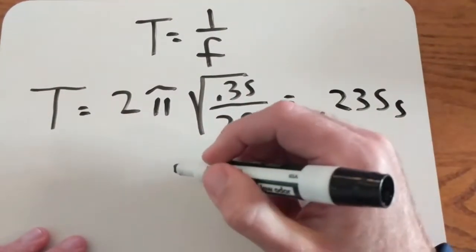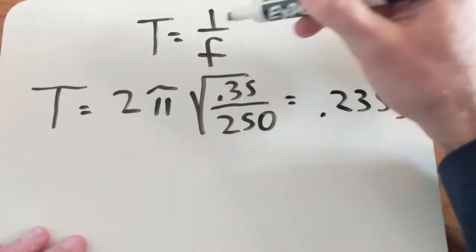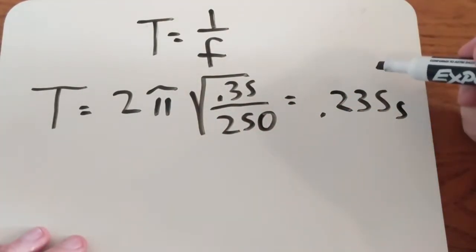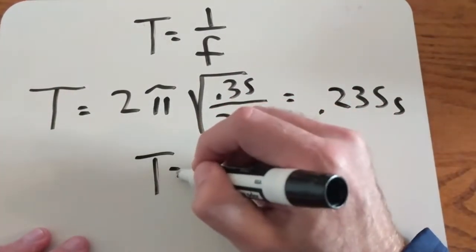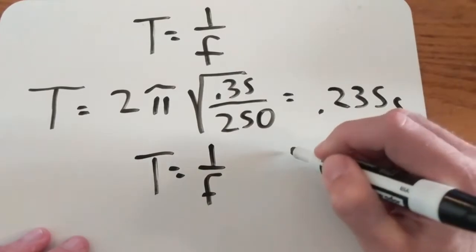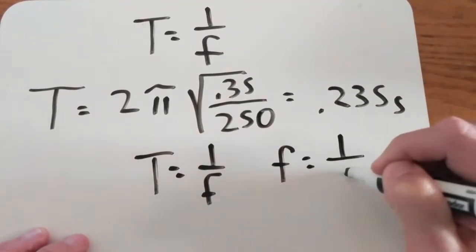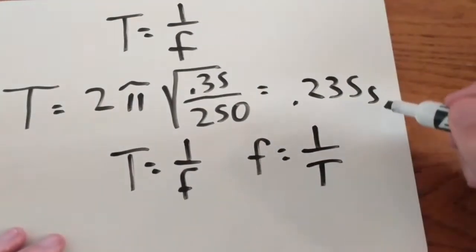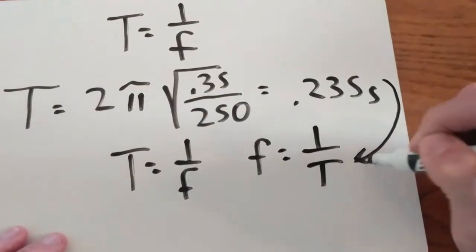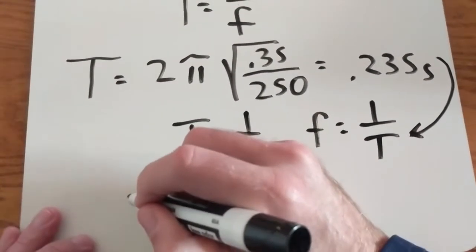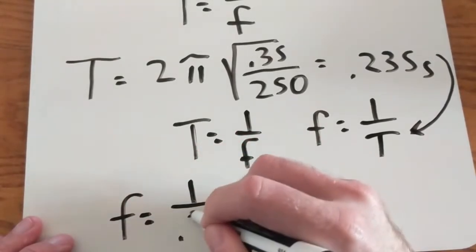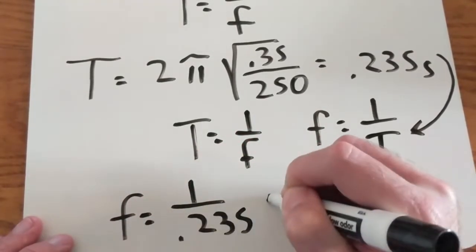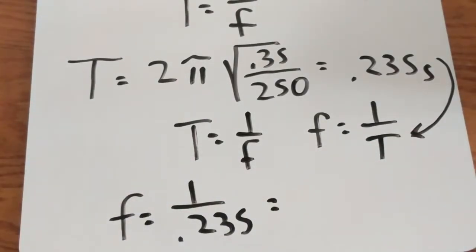So to get our frequency, all right, since these are inverses, we just flip this. We put this 1 over, all right? So T is equal to 1 over F. Therefore, F is equal to 1 over period. See how I flip both sides? So this would just go down here, and we get frequency equals 1 over 0.235. And I will do that in my calculator.